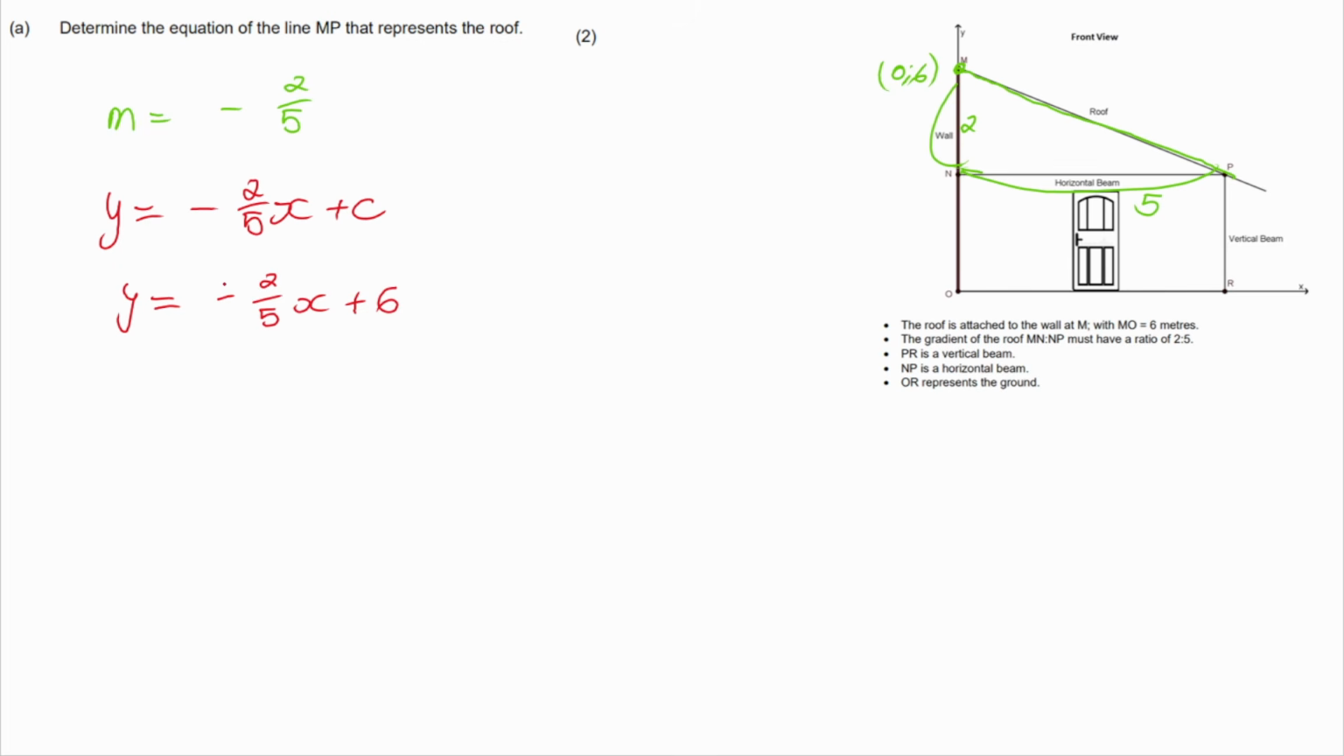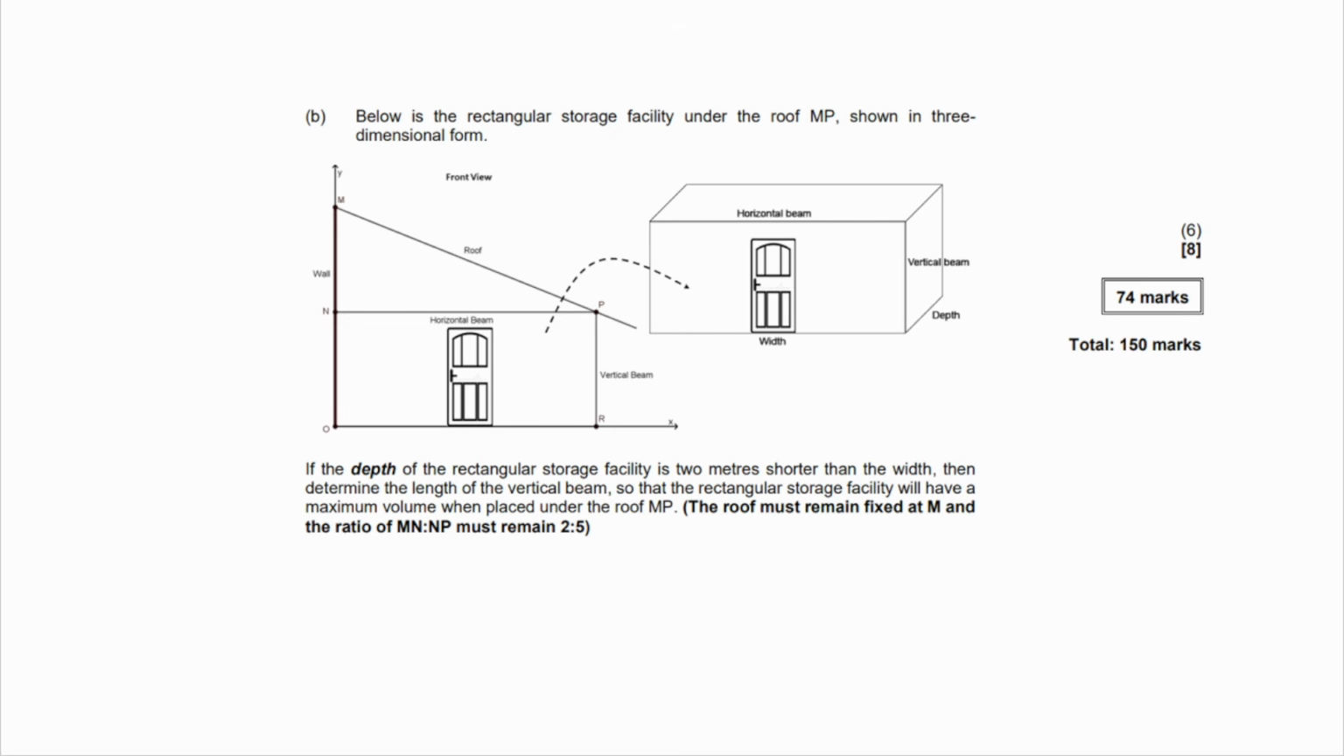Okay. Some students might not see that this is a negative, but just remember that this is how a negative gradient looks for a straight line. Okay. Cool. Now for 6 marks, last question of the paper, we're given this.